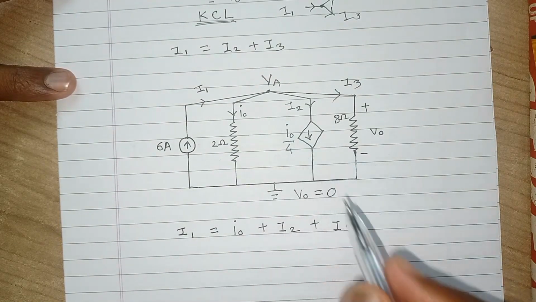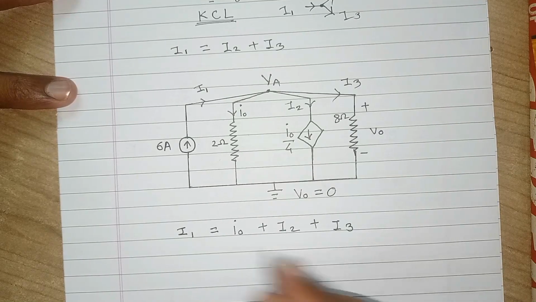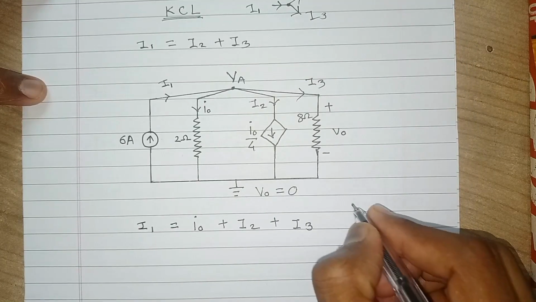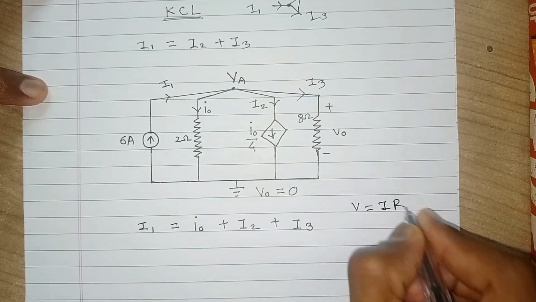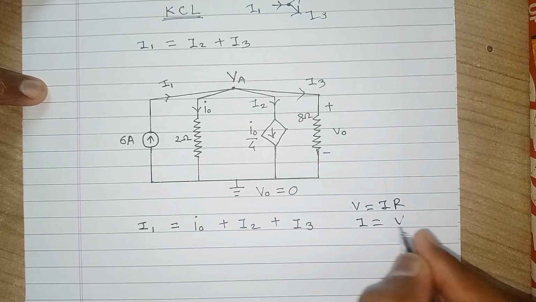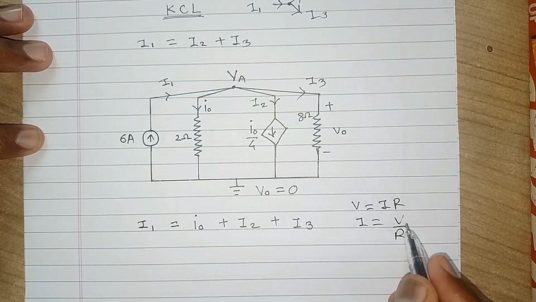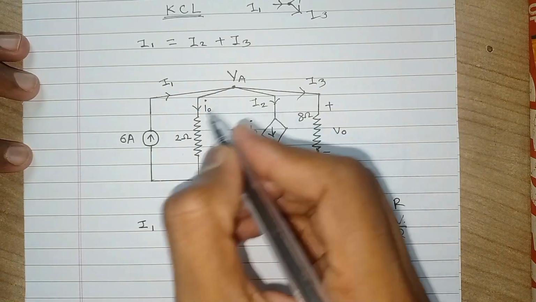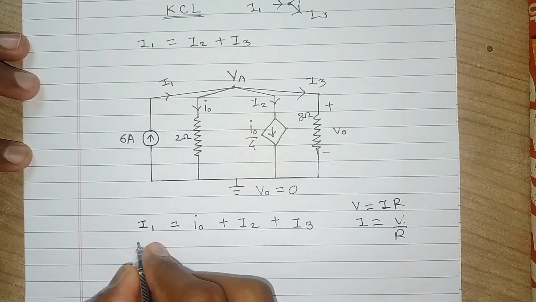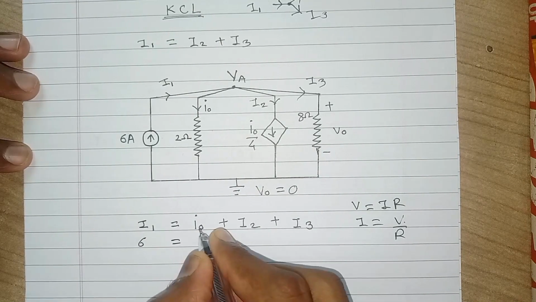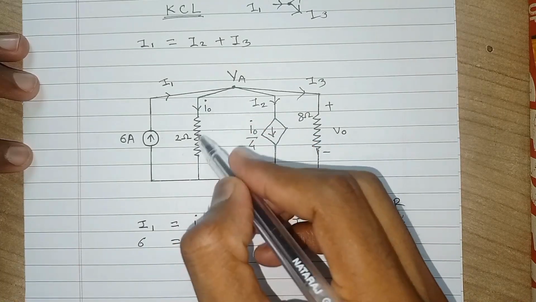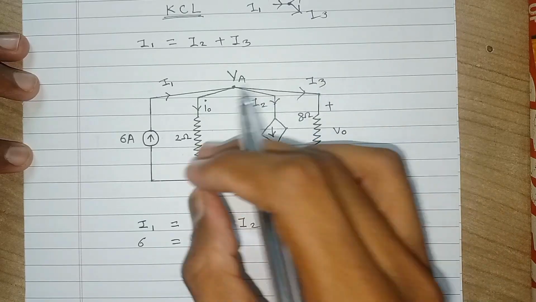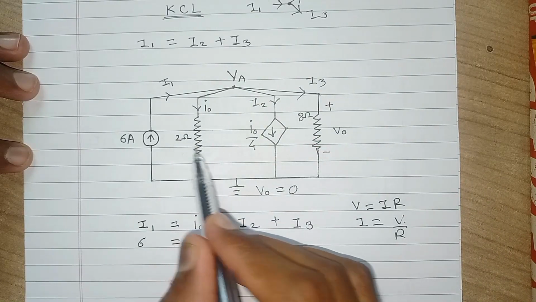Now we will use Ohm's law to find the value of these currents. What is that? V equals IR. So I will be equal to V by R, that is the voltage across the resistor and the resistance of the resistor. Here in this branch the current is directly given, 6 ampere equals I0. I0 is the current through this 2 ohm resistor. Therefore, the potential across this 2 ohm resistor and the resistance of this resistor.